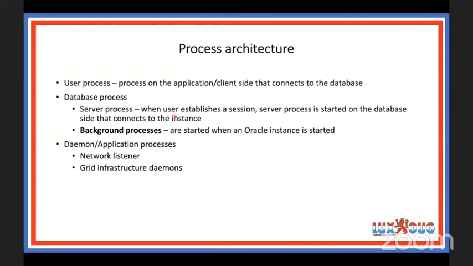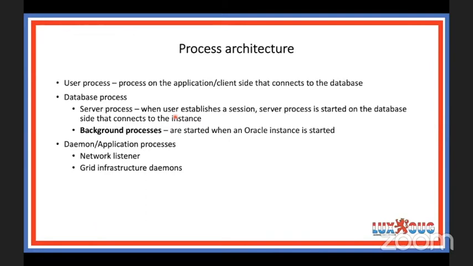User process on the application. So in the process architecture, we have user process, database process, daemon, and application processes. User process, as we've described, is started on the client side. Database process is started on the database server side, and we have two types of database processes: server process and background process.